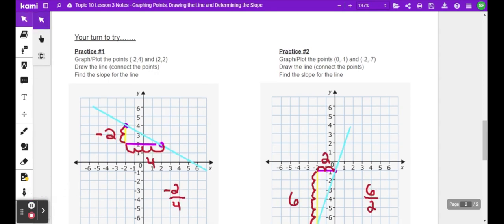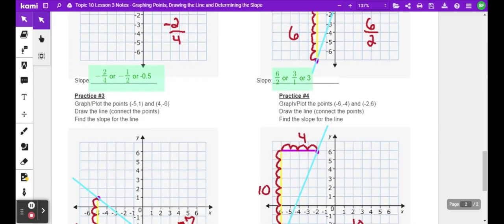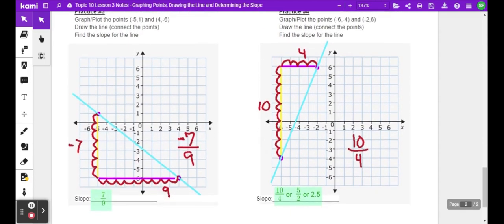All right, here are the results for the practice problems that I wanted you to try on your own. Please make sure that the points have been plotted correctly. Your line looks like mine. And then obviously your slope triangle and the change in the vertical and the change in the horizontal match up with what I have. Again, if you have any questions, please make sure you are asking to clarify any misconceptions that you might have.